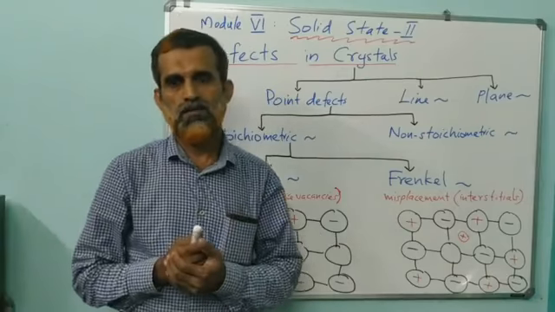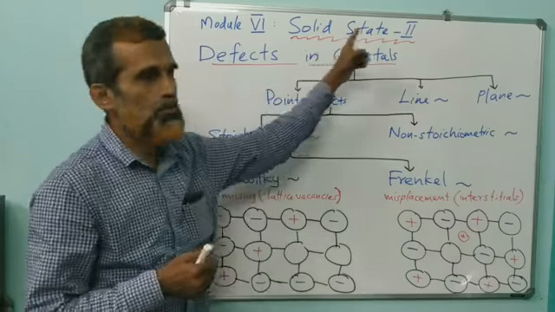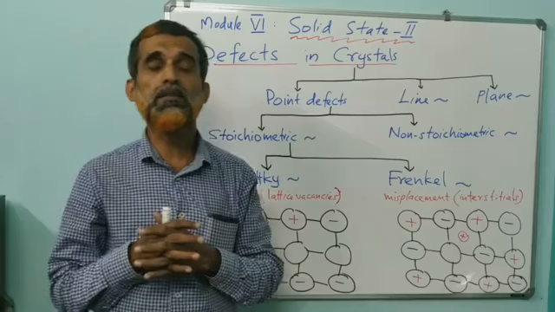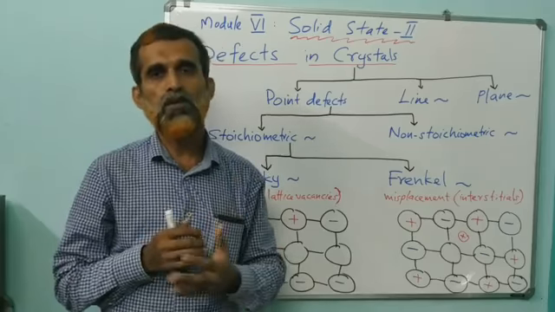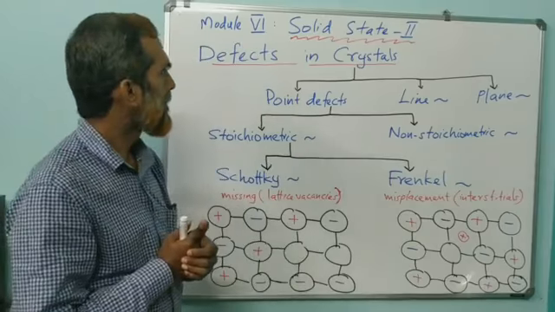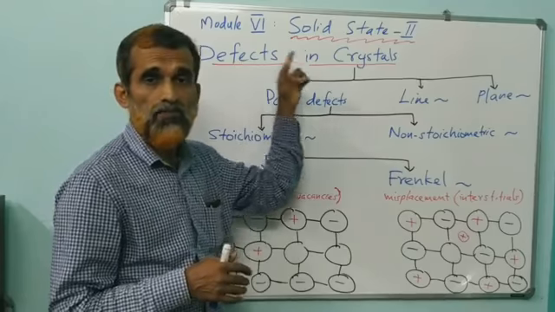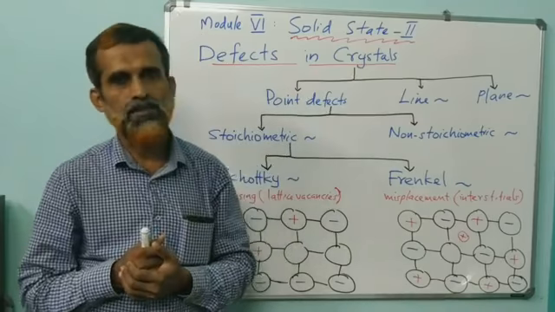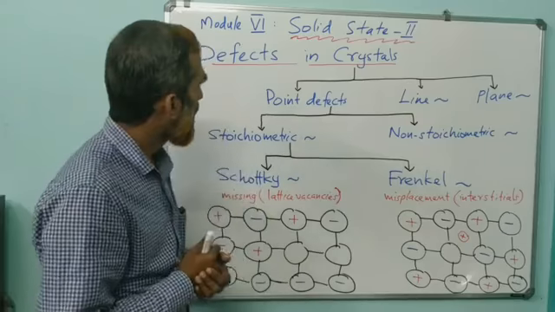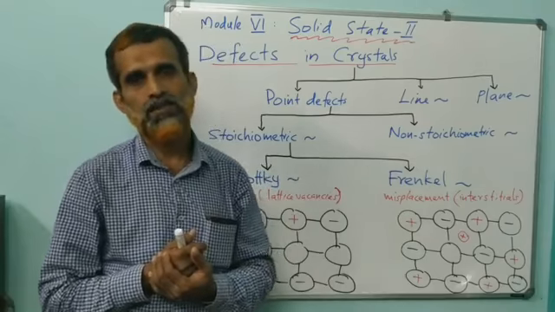Today we start another module, that is solid state 2, which is a very short module dealing with some important properties of crystalline solids. In today's class we discuss the first one, that is defects in crystalline solids or solid state defects. We can also say imperfections in crystals.